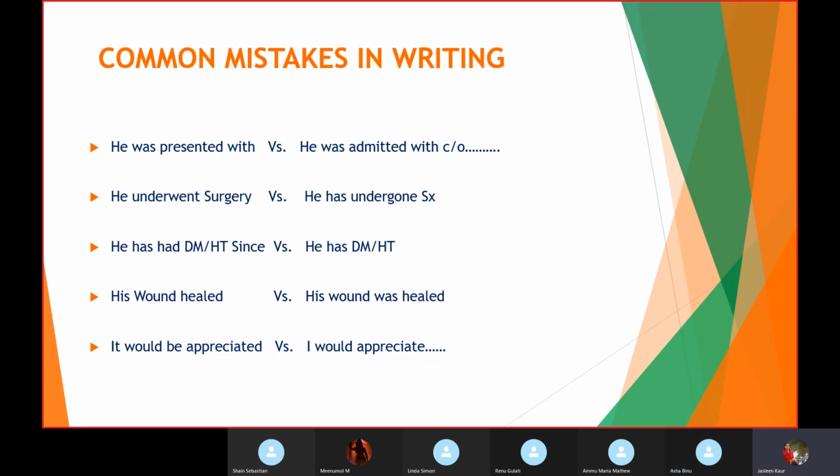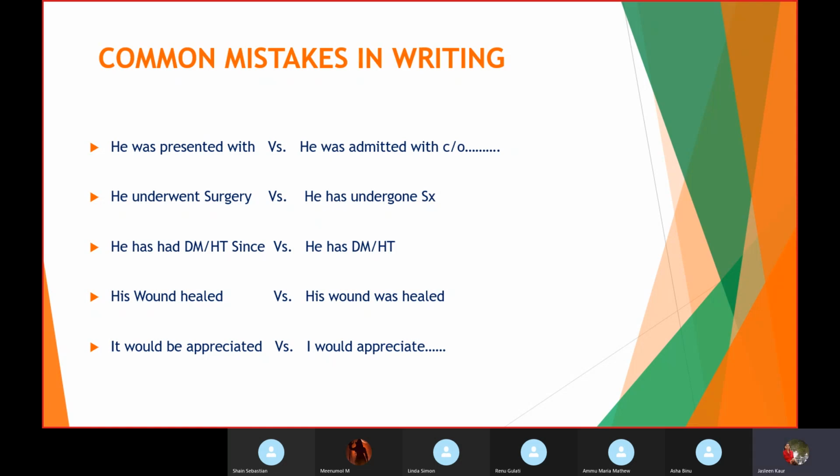Now, can anybody give an example for this? In the past, not recently. A previous admission or something. Or this time he was admitted, but later, 2 or 3 months later, we are writing this letter. All right, see, we can write this: He has undergone surgery for laparotomy earlier.